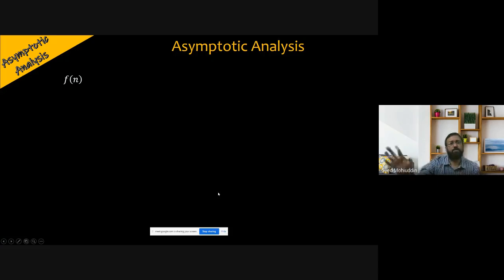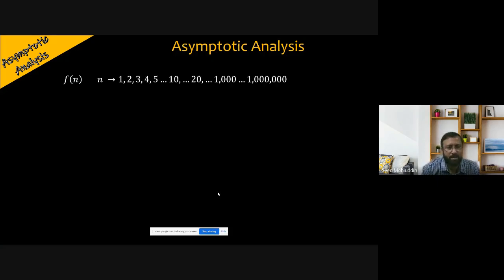Now let's assume it's any function f of n. Let us say n starts from 1, 2, 3 and keeps increasing. So n can be 10, it can be 20, it can be 1000, it can be a million, or lakhs. Now suppose we have a function n square plus 6n plus 5. Just like I've taken an example of a function, f of n is a time function, like we have seen in the other algorithm, 2n square plus 2n plus 1. The same way here also we have a time function.